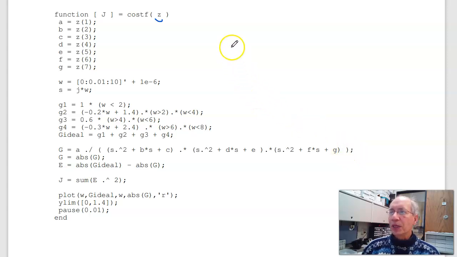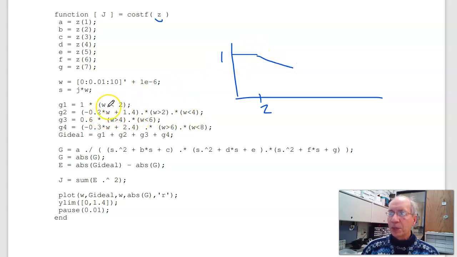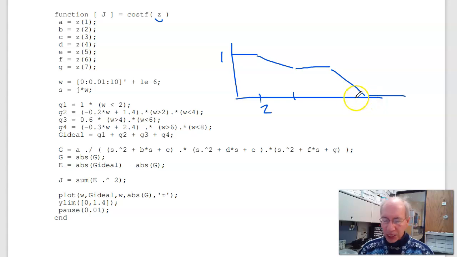For what the filter should be, I'm going to do it in pieces. For frequencies out to 2 radians per second, the gain should be 1. Between 2 and 4, it's this equation, minus 2.2 omega plus 1.4. That's the equation for this line. Between 4 and 6, it's a straight line, 0.6. Between 6 and 8, it's another straight line. And otherwise it's 0. So checking that, I can go into Matlab. Where's Matlab?